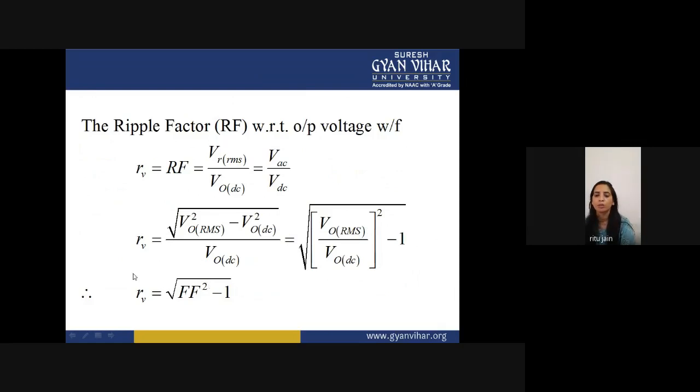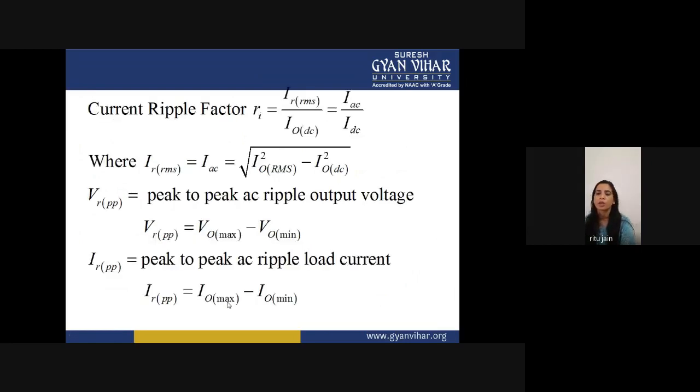So if you take the ripple factor and form factor, you know that this formula is your form factor. So by replacing this equation by form factor, you can write the formula of ripple factor RV is equal to root of FF square minus 1. So current ripple factor RI is equal to I RMS upon I naught DC, which is equal to I AC upon I DC, where I RMS is equal to I AC is equal to root of I naught square RMS minus I naught square DC.